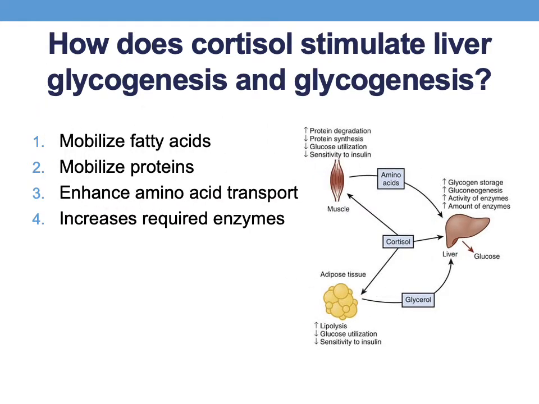How does cortisol stimulate liver gluconeogenesis and glycogenesis? Well, it does this by first mobilizing fatty acids, and then it mobilizes proteins. It enhances amino acid transport and it increases the required enzymes for these processes.